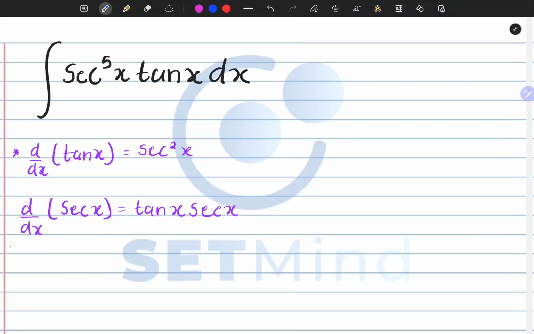There's one thing which becomes obvious. We should somehow do some substitution, some form of substitution. More specifically, we will use the u substitution method to solve this problem.